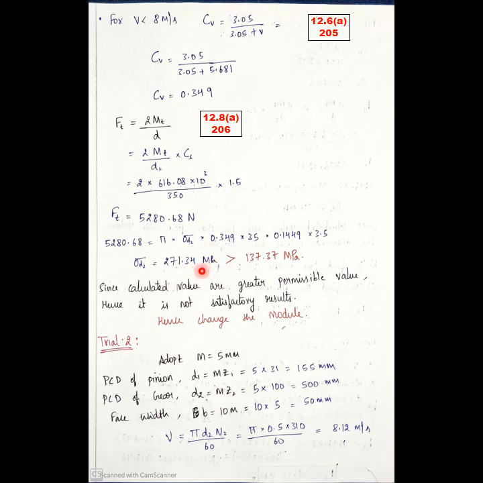Now this value is greater than 137.37, that is the allowable static stress of the gear. Since it is greater than the value, the design will fail here, because as I told you in the design procedure, it must be less than the permissible value. Hence, we have to change the module. Now, we have to adopt the next higher version of module.